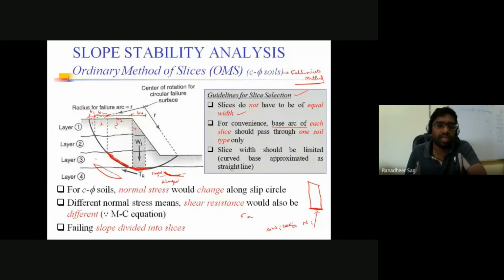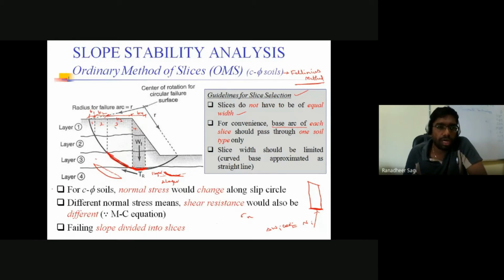So that's the reason why we say consider a width of the element which is relatively limited, so that though you approximate the curved length as a straight line, still not much variation we come across. Those are some of the conditions we need to take care of when we are dividing your failure zone into a number of slices.